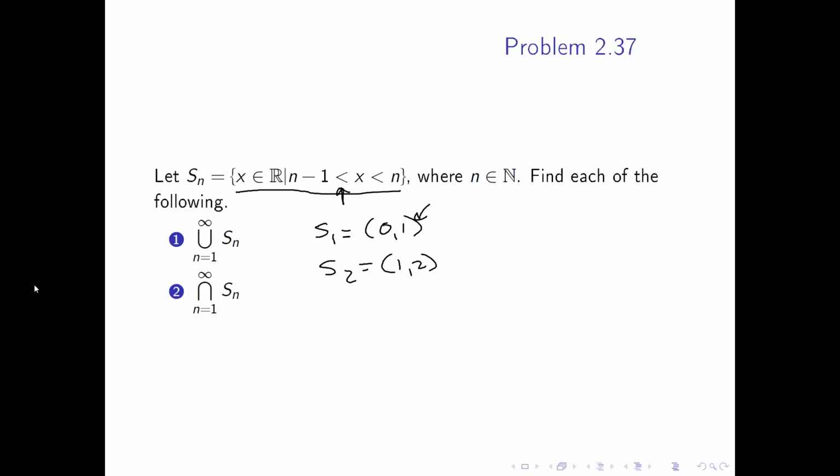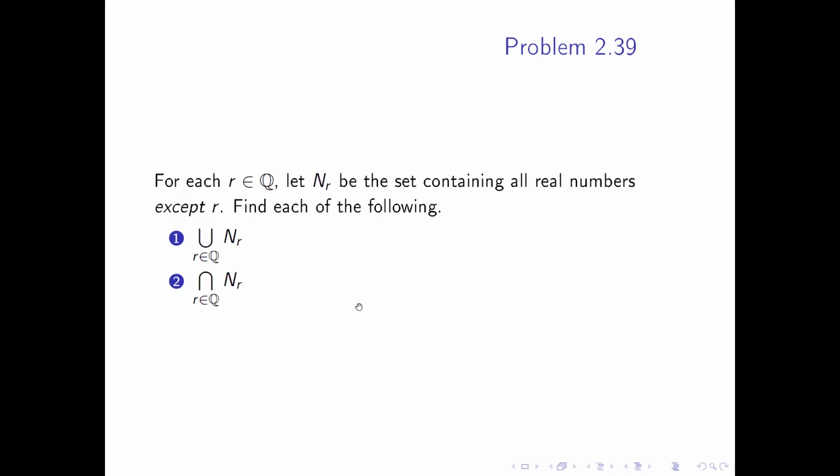All right, I want you to try this one. So you've had two so far. You need to do this alphabet one and this one. And let's go to 2.39. And I want you to do this one where R is any rational number. Let N_R be the set containing all real numbers except R. Whoa. So this one's actually really, really hard to do because there's a million rational numbers. Well, not a million, there's an infinite number of rational numbers. So what does that mean?